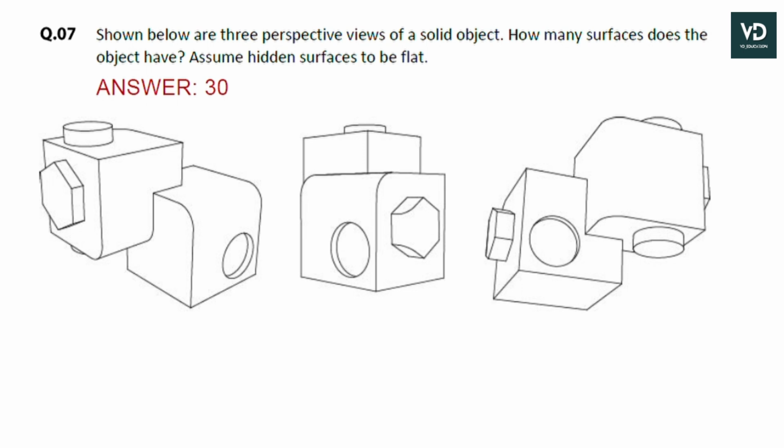7th question. Shown below are the 3 perspective views of a solid object. How many surfaces does the object have? Assume hidden surfaces to be flat. Okay. So here we can see they have provided 3 views of our object, and this object is the same view with front and rear perspective. Okay, and this is the side perspective.